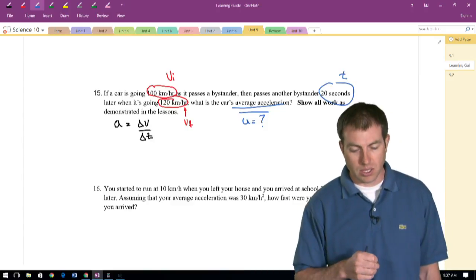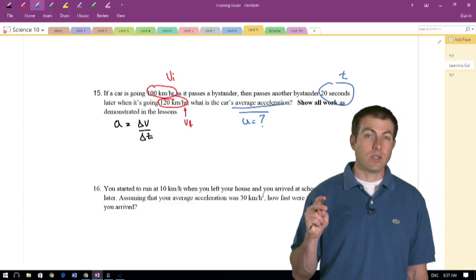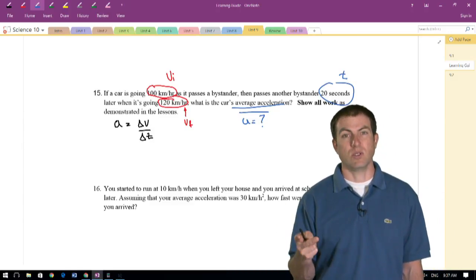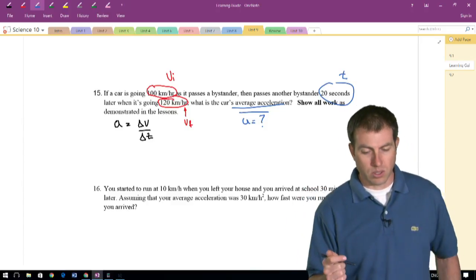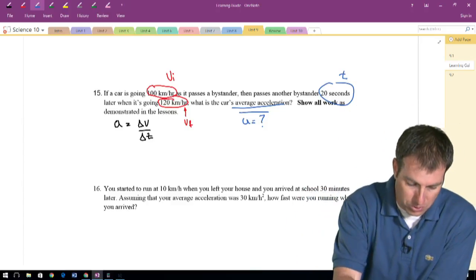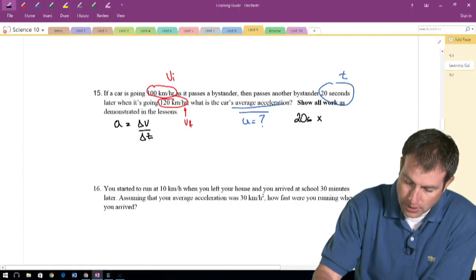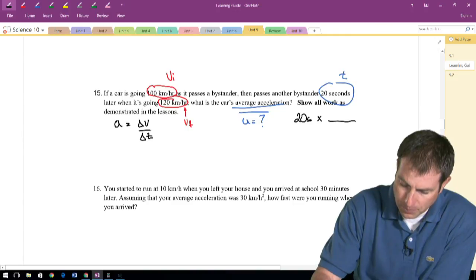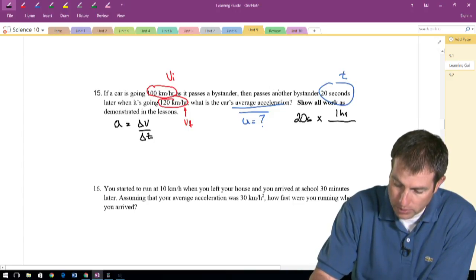I would probably convert the time into hours, because if we convert the velocity into meters per second, we have to do it twice. But converting the time into hours, we only have to do one calculation. So maybe we'll start with that. I have 20 seconds, and we know the conversion here. 1 hour is 3,600 seconds.